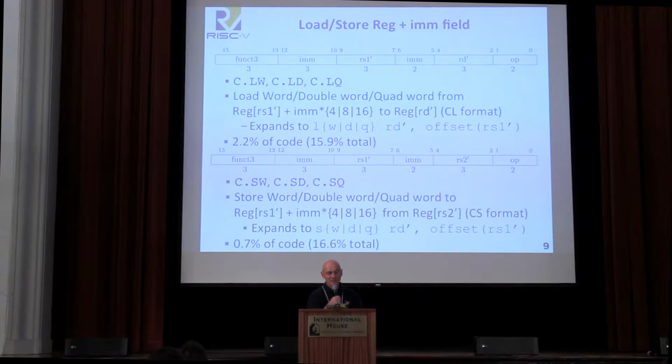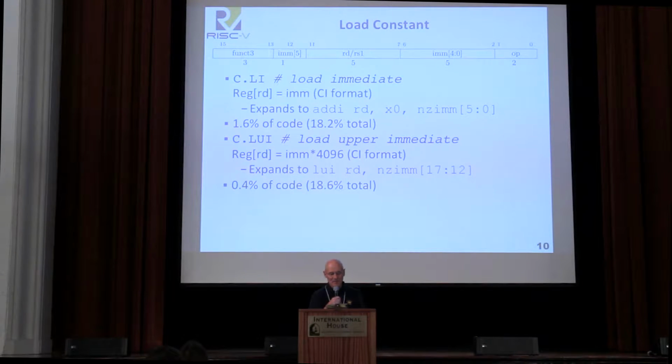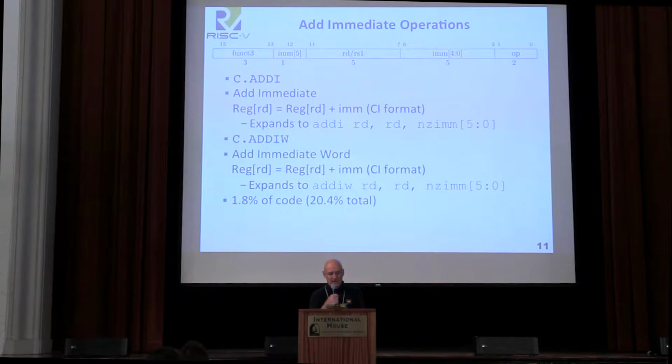Then we have regular old loads and stores, where we specify one of the popular registers for the source and destination. Those 6 get us up to 16.6%. And then finally, there's loading some constants: loading a regular immediate and loading the upper immediate. And the last few of the first 20 instructions are adding immediates, adding immediate words. So that's 20%, so that's 40% of the instructions out there covered by these instructions.